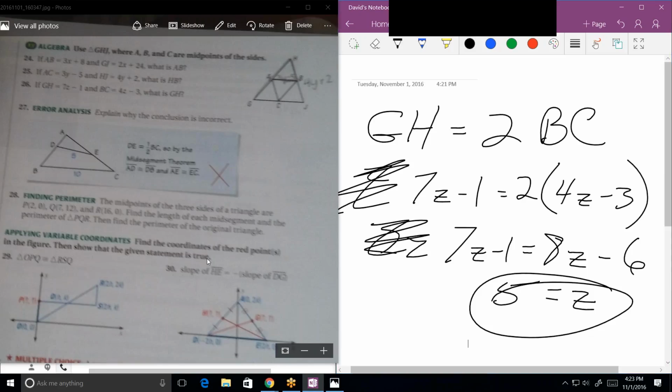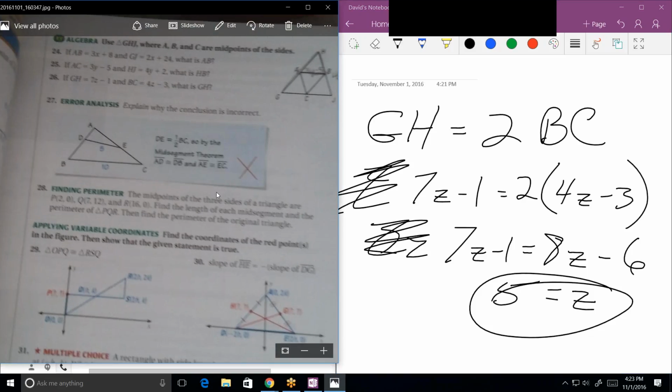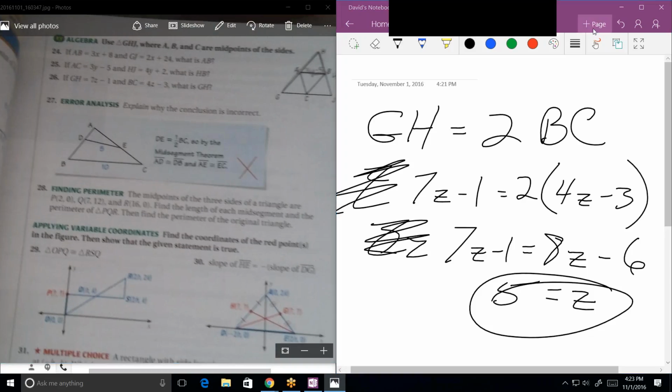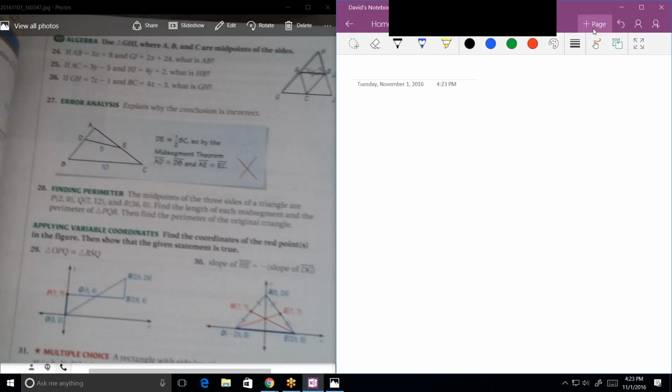Yep. Okay. Let me see if I can make these out. Let's see, I got triangle. Those two triangles are congruent. Correct? Okay. That has to be what they mean. Yep. And let's see, find the coordinates of the red point in the figure, then show that the given statement is true. All right.